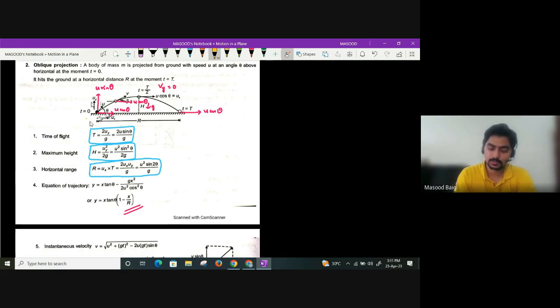Let us assume this to be some O. Let us assume this to be some A, this is B, and this is P, guys. P is some arbitrary position. So I'll just draw the cases for all the points now.